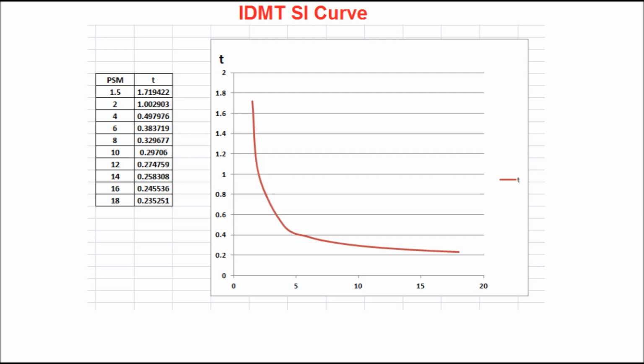Now for different values of PSM, the trip times come as per the table given on the left side of the picture, and the trip time versus PSM curve is shown in this figure. That is, the lower the value of the PSM, the higher the trip time, and for the greater value of the PSM, the trip time will decrease as per this curve.